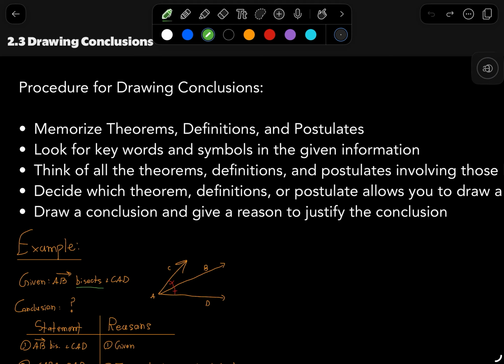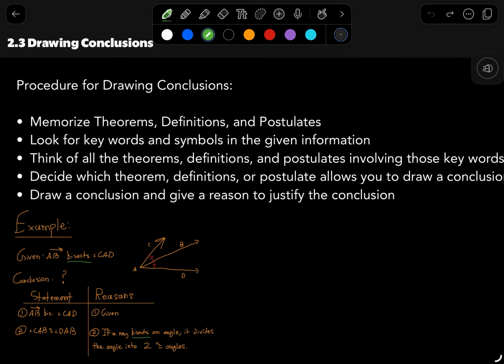Then, after you've embedded those into your head, the next step is to look for keywords in the problem. By keywords, I mean look for things you have learned in the past, like those definition words such as bisectors, midpoints, and congruency. So again, analyze what you're given.